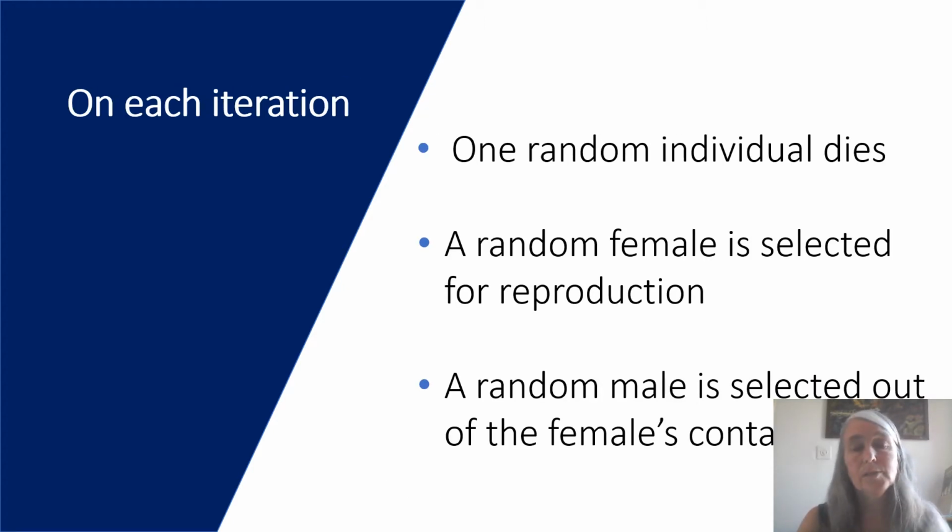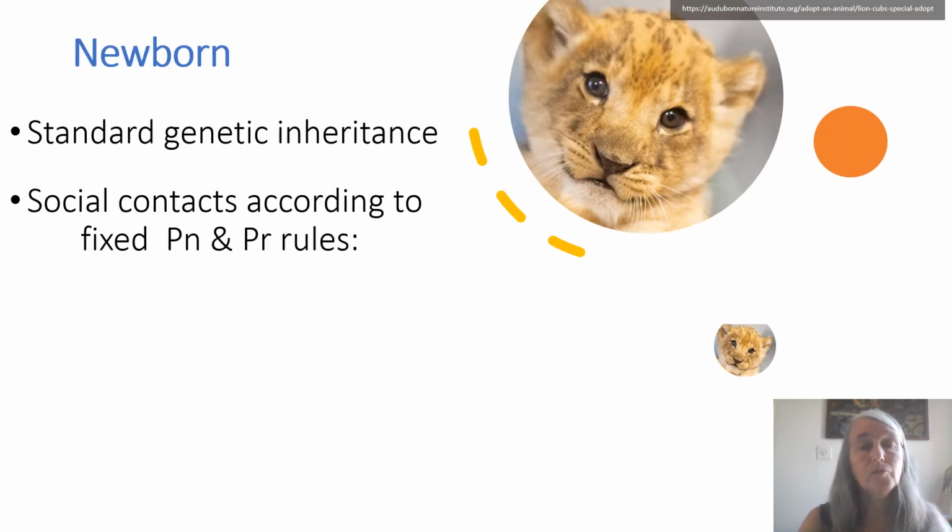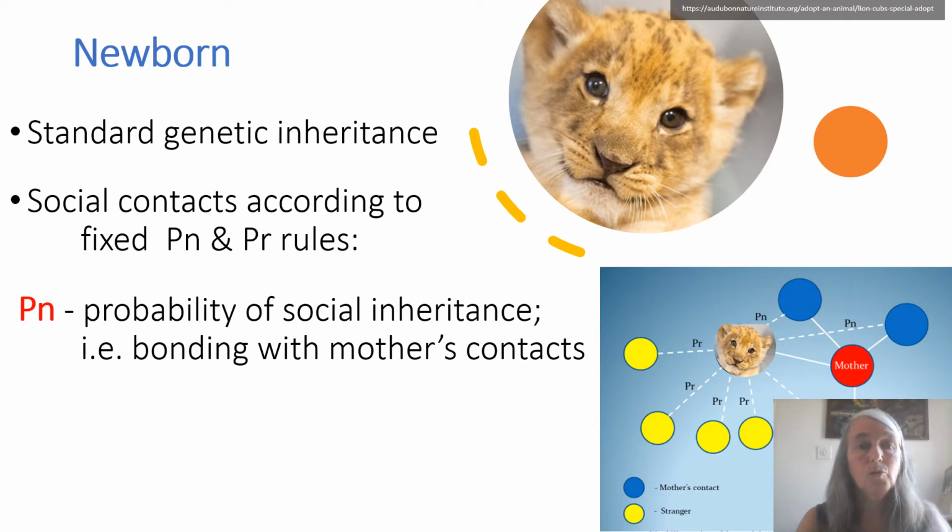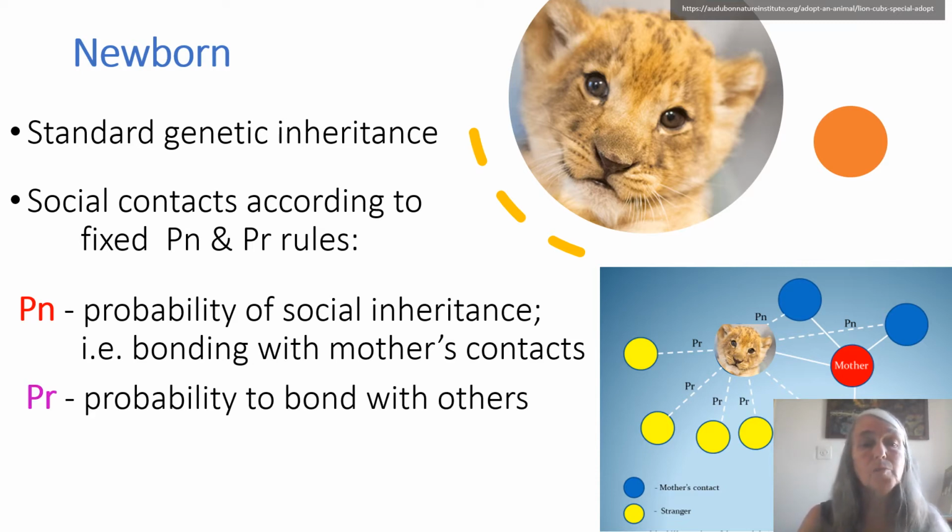On each iteration, that is, each cycle of the simulation, one random individual dies, and then a random female is selected, and a random male is selected out of this female's contact group. From this pair we get a newborn who inherits its genetic material in a standard way, and then it forms social contacts according to 2 fixed probability rules, which we name Pn and Pr, where Pn is a social inheritance probability, that is, a probability to connect with the mother's contacts, and Pr is a probability to connect with individuals which are not connected to the mother.